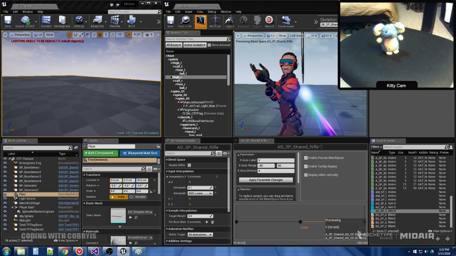Oh, it's an aim offset. Sorry, wrong asset. One second. Aim offset, 1D. SK 3P shared. All right, AO character.